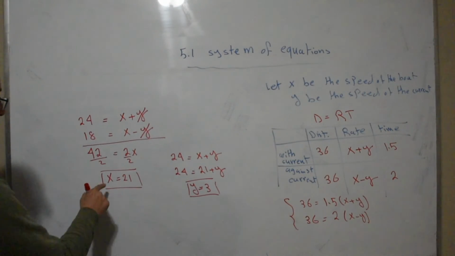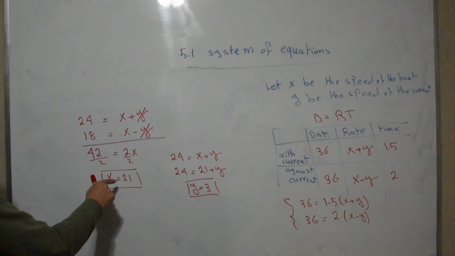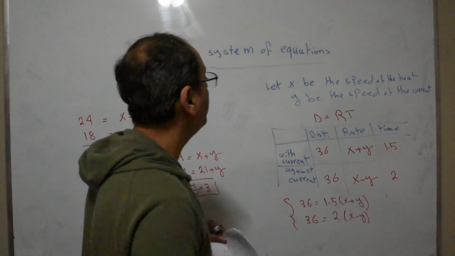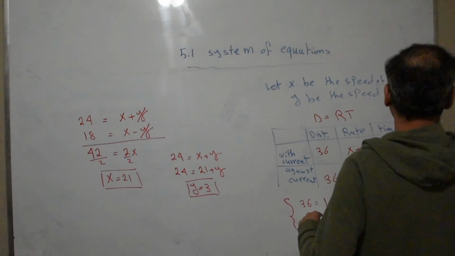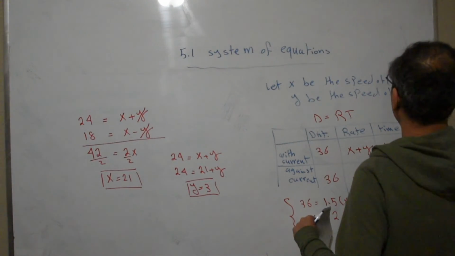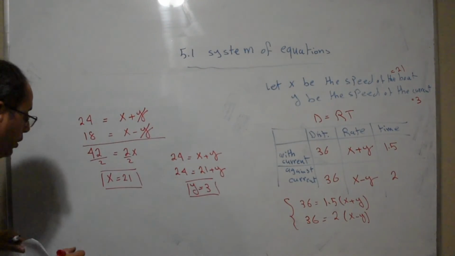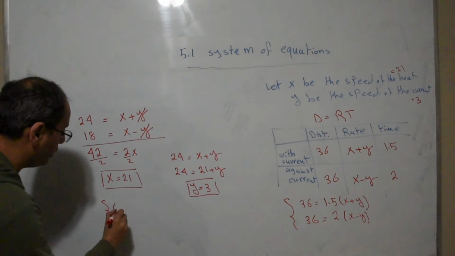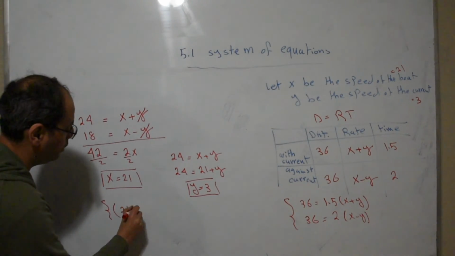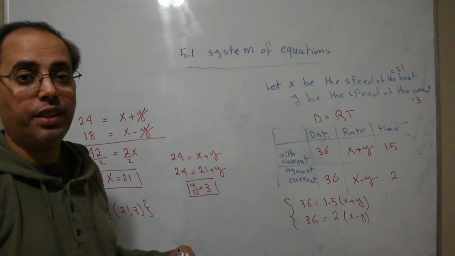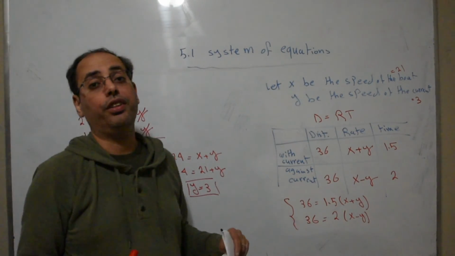Therefore, the speed of the current is 3. So here y equals 3, and the speed of the boat equals 21. Okay, then my solution is 21 and 3. One solution, consistent, and the variables are independent.